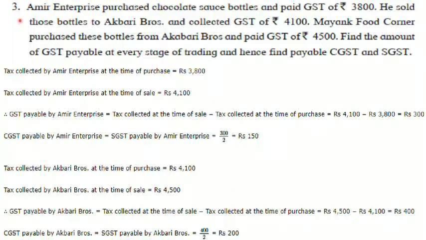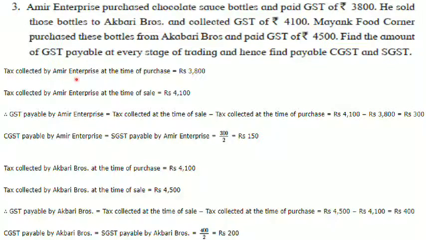Third example. Amir Enterprises purchased chocolate sauce bottles and paid GST of rupees 3,800. He sold those bottles to Akbari Brothers and collected GST of rupees 4,100. Mayank Food Corner purchased these bottles from Akbari Brothers and paid GST of rupees 4,500. Find the amount of GST payable at every stage of trading and hence find the payable CGST and SGST.